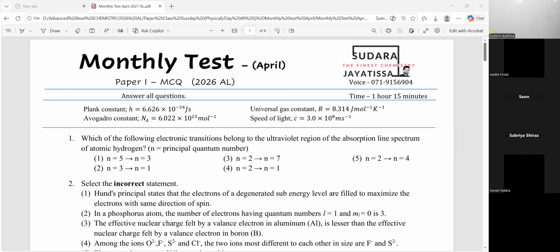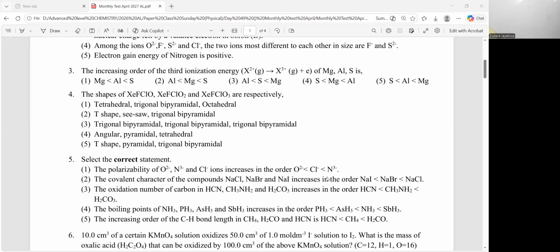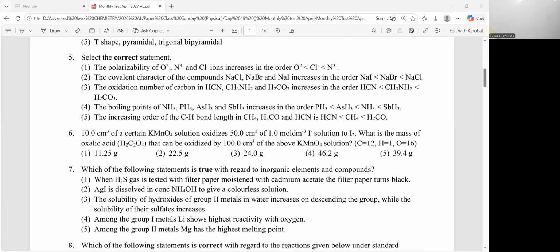The marking scheme of the paper was added to your group last Sunday. I hope you all went through that one. The remaining marks will all be given within this week, and we're going to complete the task on this paper. So let's start our discussion from this 7th MCQ.